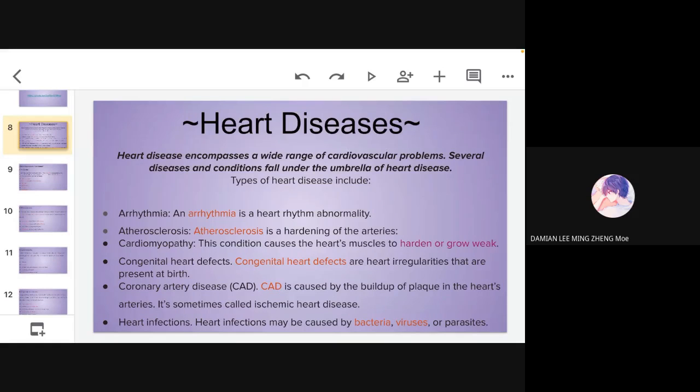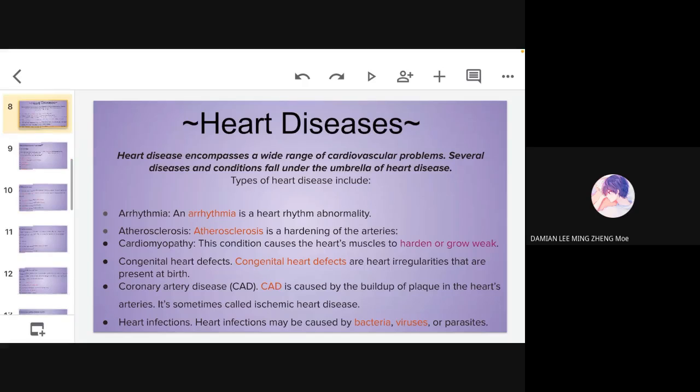Okay, now I will talk about heart diseases. Heart disease encompasses a wide range of cardiovascular problems. Several diseases and conditions fall under the umbrella of heart disease. Types of heart disease include arrhythmia, atherosclerosis, cardiomyopathy, congenital heart defects, coronary artery disease or CAD, and heart infections.